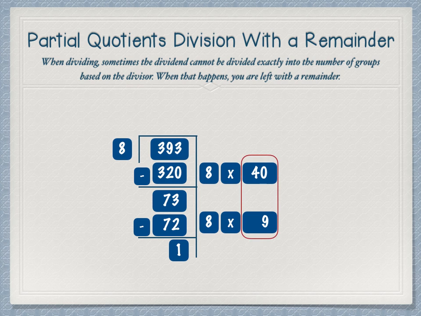So go ahead and circle the partial quotients. We have 40 and we have 9. And when we add them together, that gives us a total of 49. And we still have that remainder of 1. So 393 divided by 8 equals 49, remainder 1.